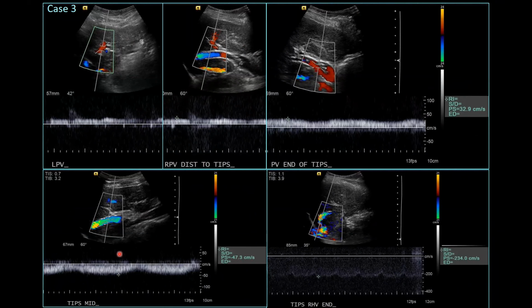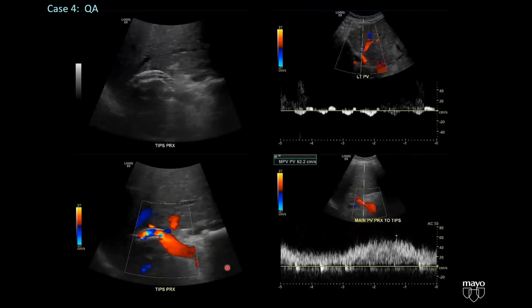That's less than my 50, so I'm going to send this person to the IR suite. And in fact, at the right hepatic vein end, it gets higher. It gets much higher at 234. So we see the actual narrowing. Now, it turns out that you don't always get to see this actual narrowing of the distal part of the TIPS. And so that's why we need to rely on the mid part of the TIPS velocity to sometimes clue us in. But in this case, it's a slam dunk. This is a narrowing at the distal TIPS, and sure enough, the patient had a stenosis.